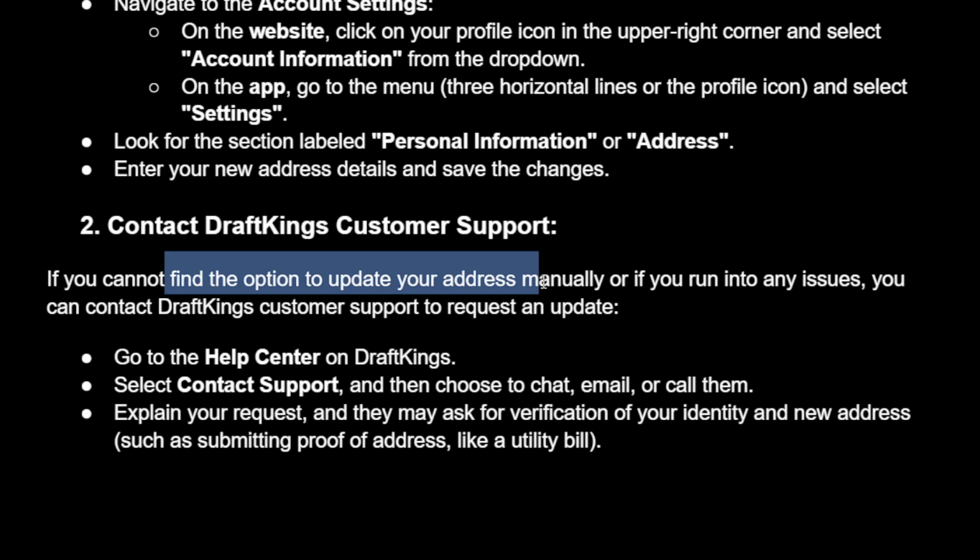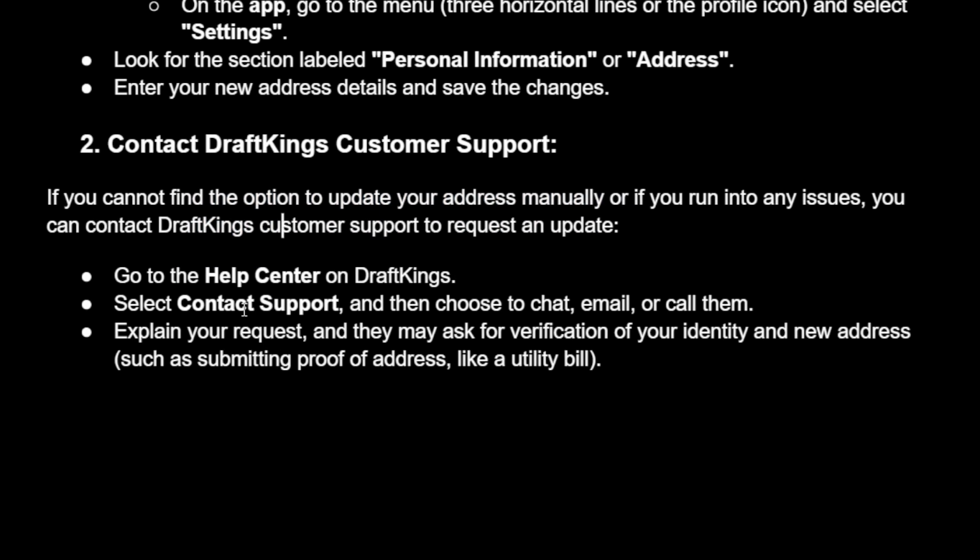Another way of how you can change your address on DraftKings is by contacting customer support. If you cannot find the option to update your address manually, you can contact DraftKings customer support. You will go to the help center, select contact support, or you can just go search for it and then choose to chat, email, or call them and explain your request.